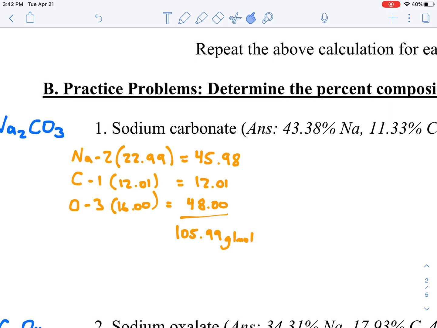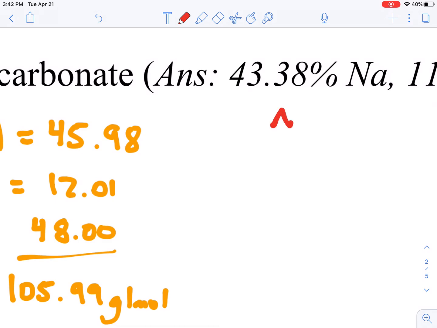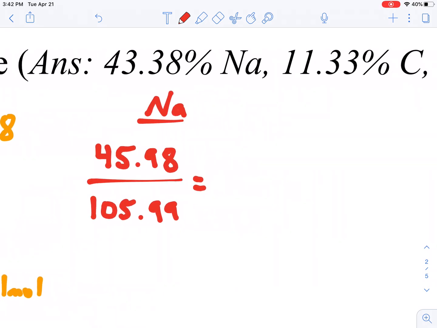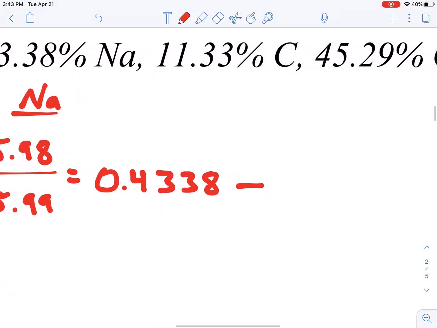So we're going to do 3 different things here. We'll use 3 different colors. We are first going to talk about sodium. And for sodium, we know that we have, coming from sodium, a mass of 45.98 grams per mole over the total, which is 105.99. And if you do that, your calculator will spit out the number 0.4338, which we know turns into 43.38% when we multiply times 100.